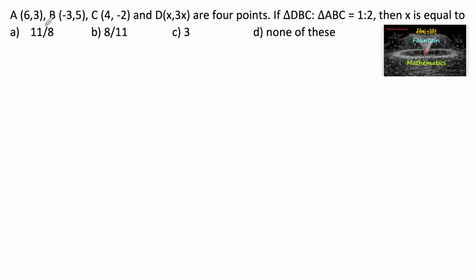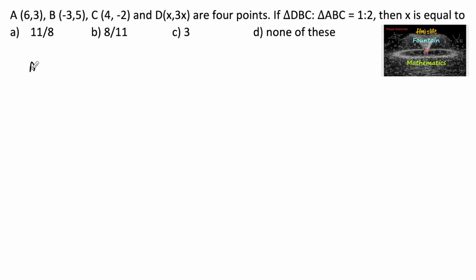If A is (6, 3), B is (-3, 5), C is (4, -2), and D is (x, 3x) are 4 points given, if the ratio of the area of triangle DBC to the area of triangle ABC is 1:2, then what's the value of x?